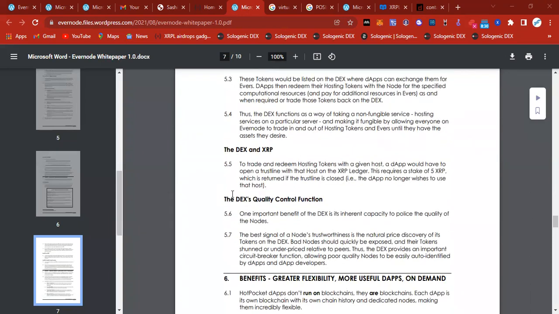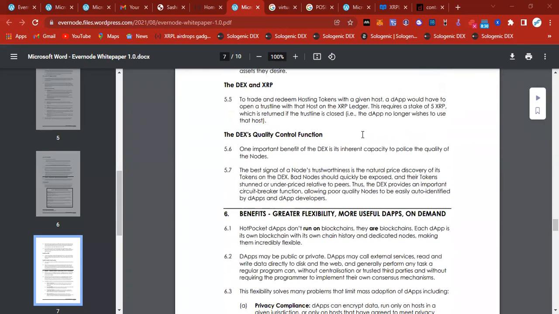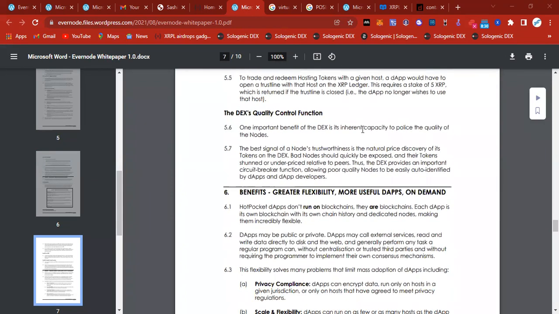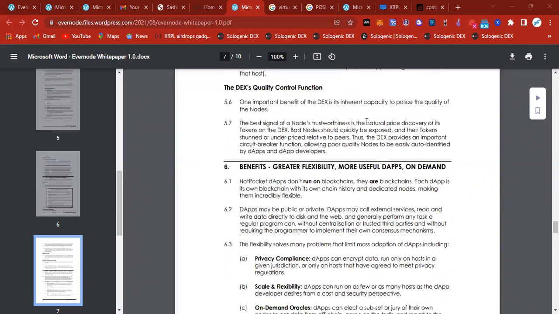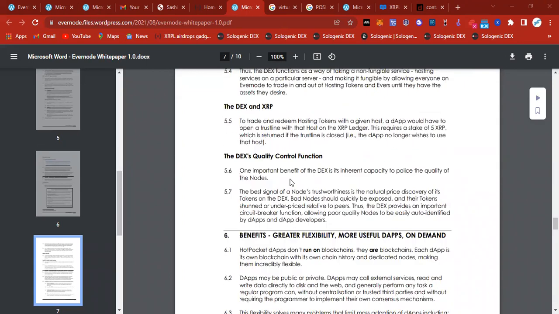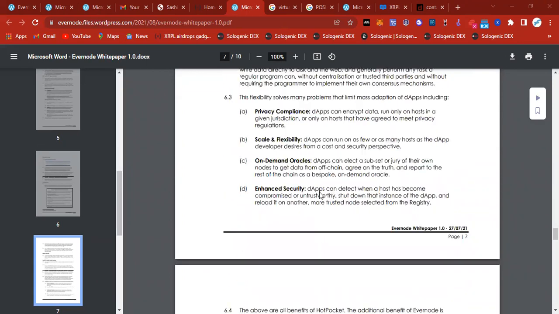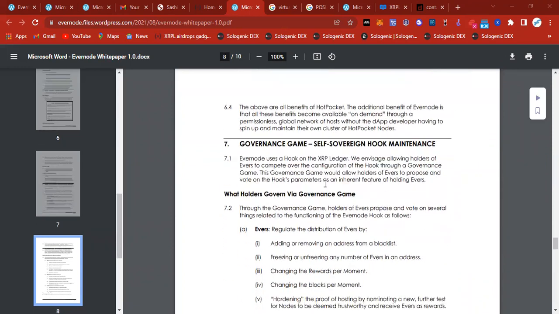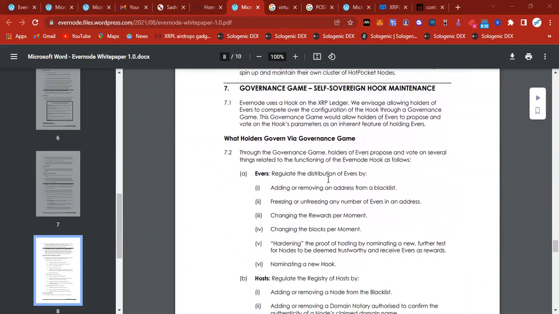The DEX and the XRP, it goes over the DEX, what it does. DEXs are just for trading. On the DEX, you will be able to trade this computational power and all that good stuff. And it just shows the benefits of the DEX. And now I am looking for the governance scheme right here.